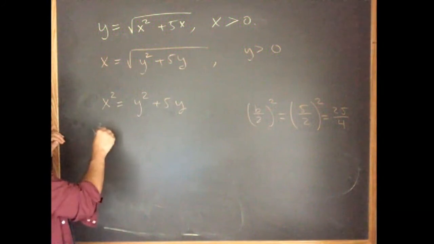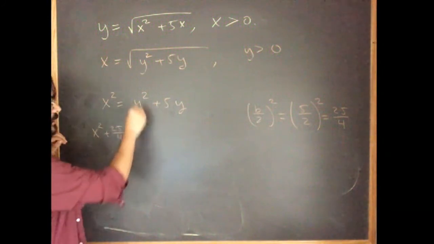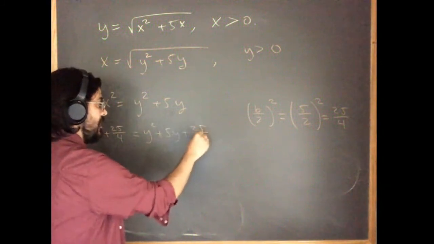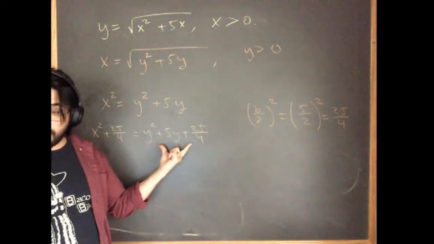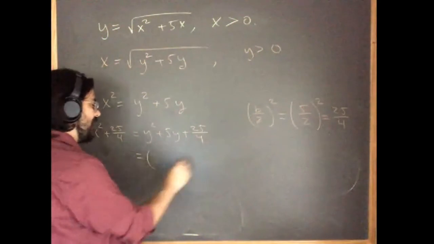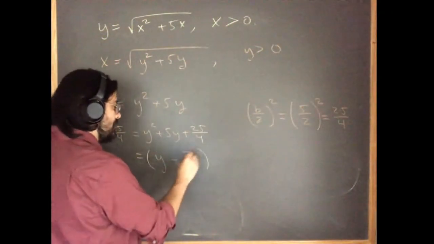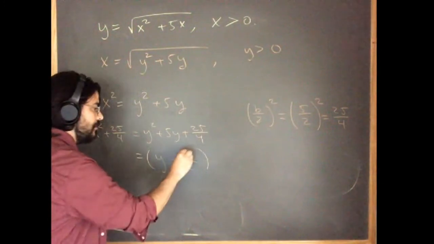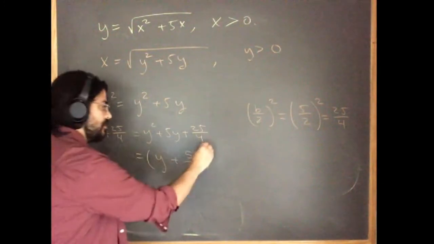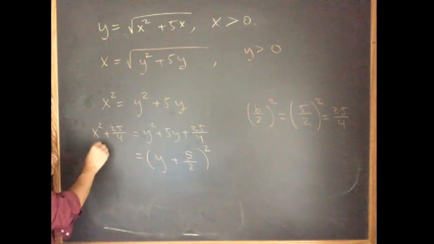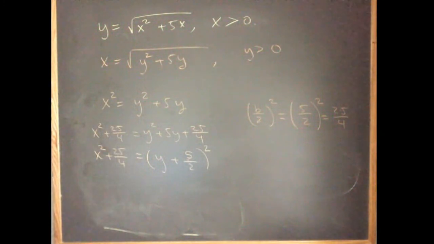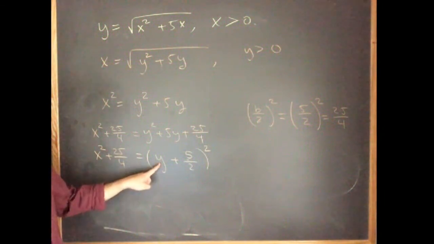Well, over here, we're going to get x squared plus 25 over 4. And we'll get y squared plus 5y plus 25 over 4. And now that we've done that, this is a perfect square. So this factors, and it factors into y plus b over 2. In this case, the b is 5. So this is 5 over 2 squared. And on this side, we get x squared plus 25 over 4. Okay, so now what we can do is try to solve for y.